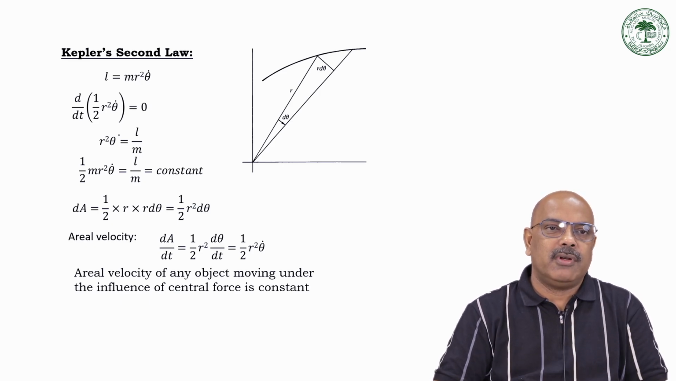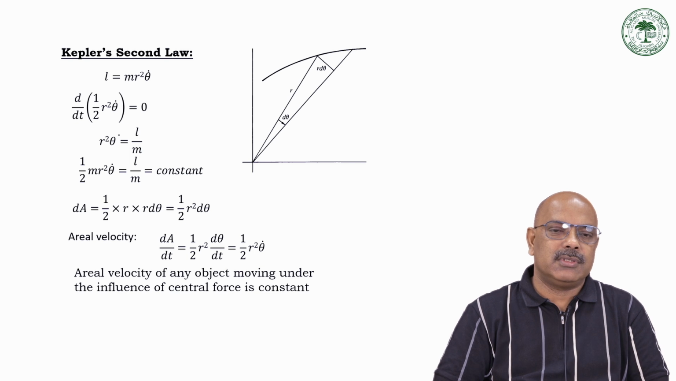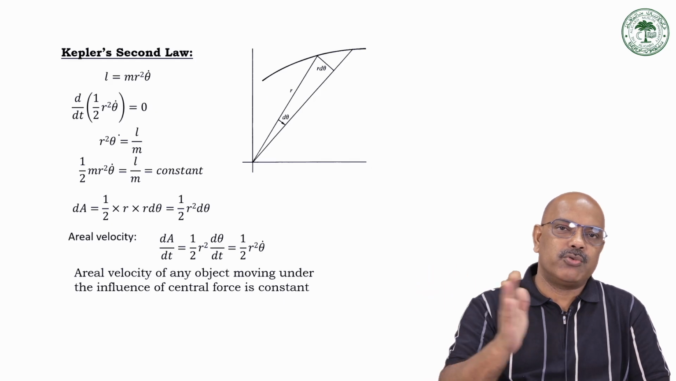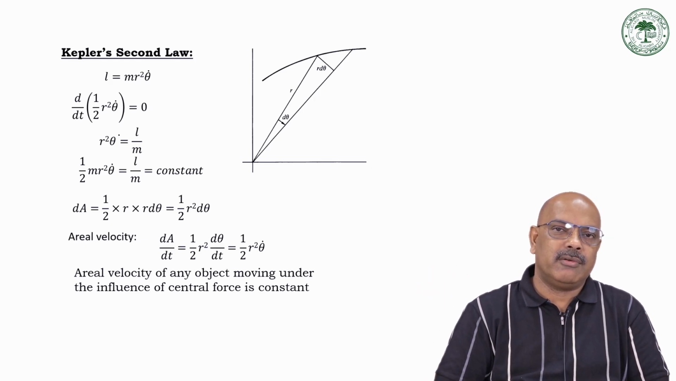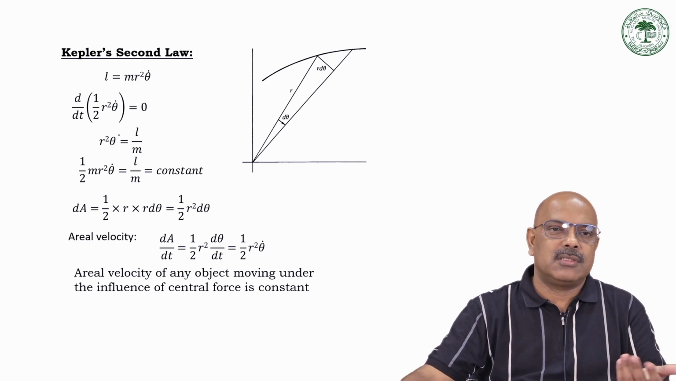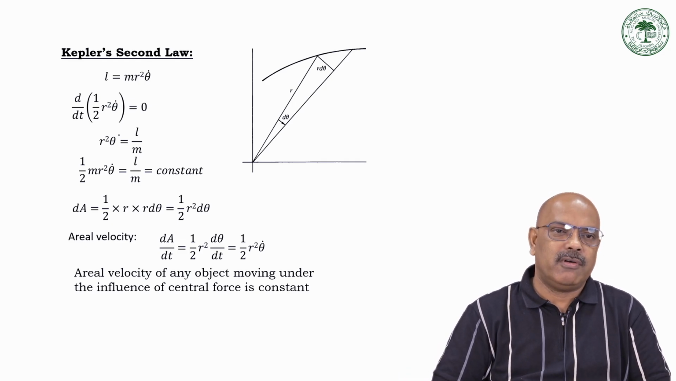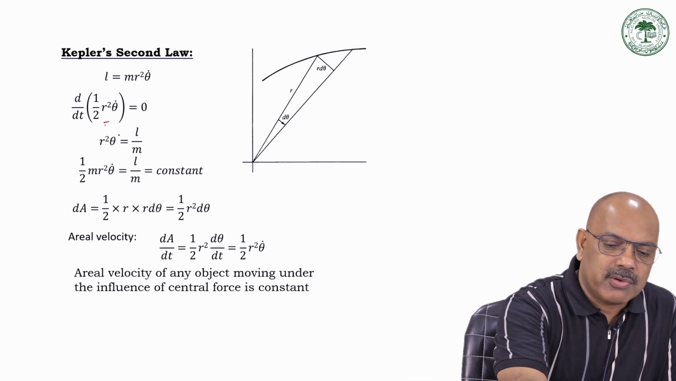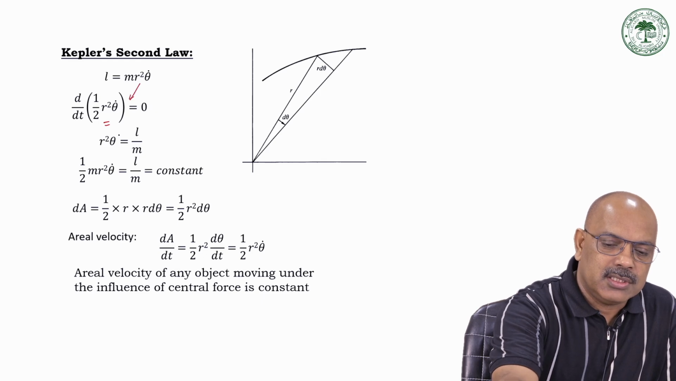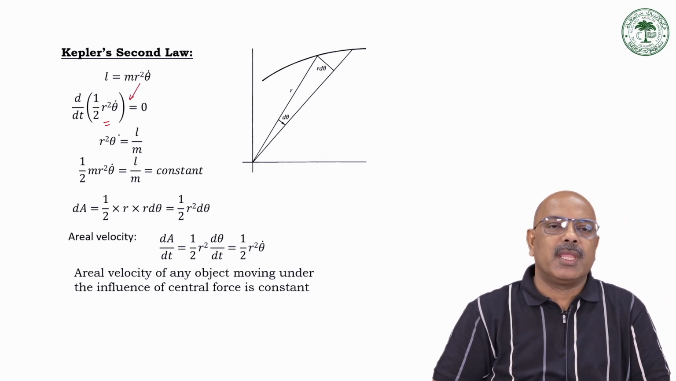We started with Kepler's second law, which says the area velocity is constant: the planet sweeps equal area in equal intervals of time. This was pretty straightforward. Since the angular momentum is constant, half r squared theta dot, that is dA by dt, the area velocity, is going to be constant.